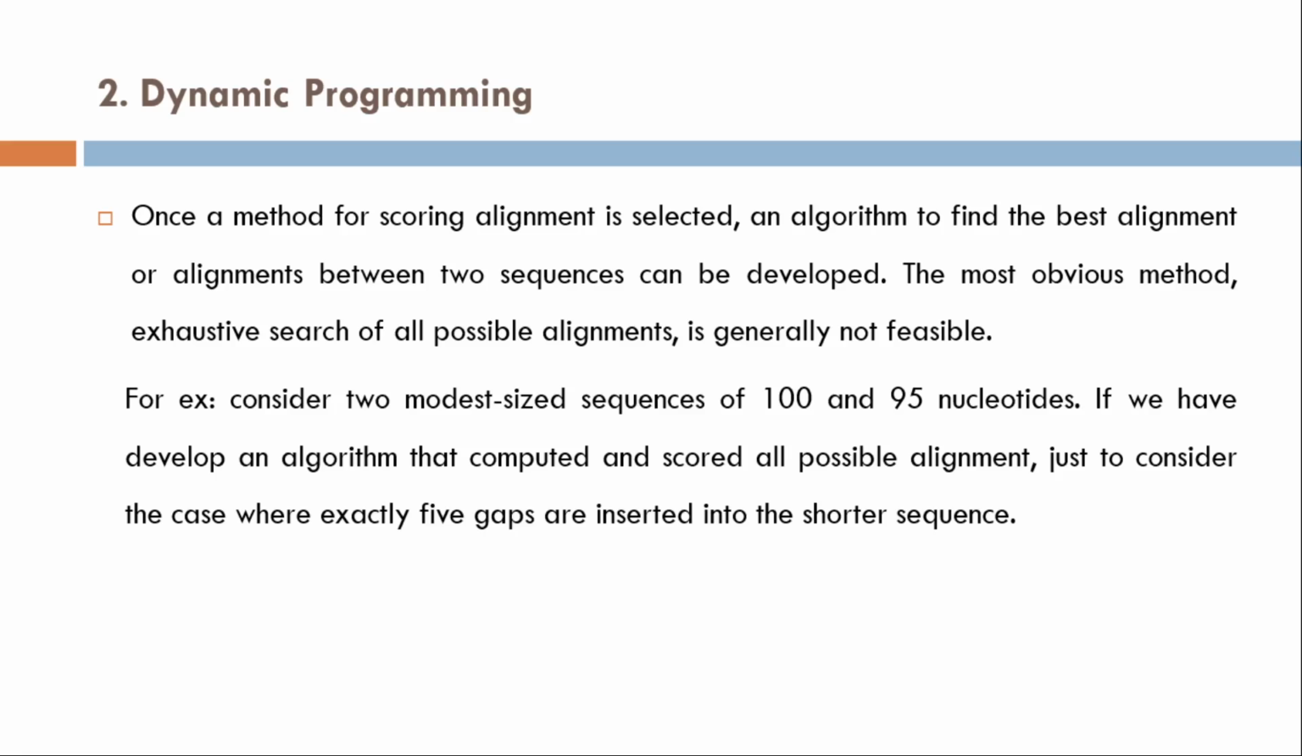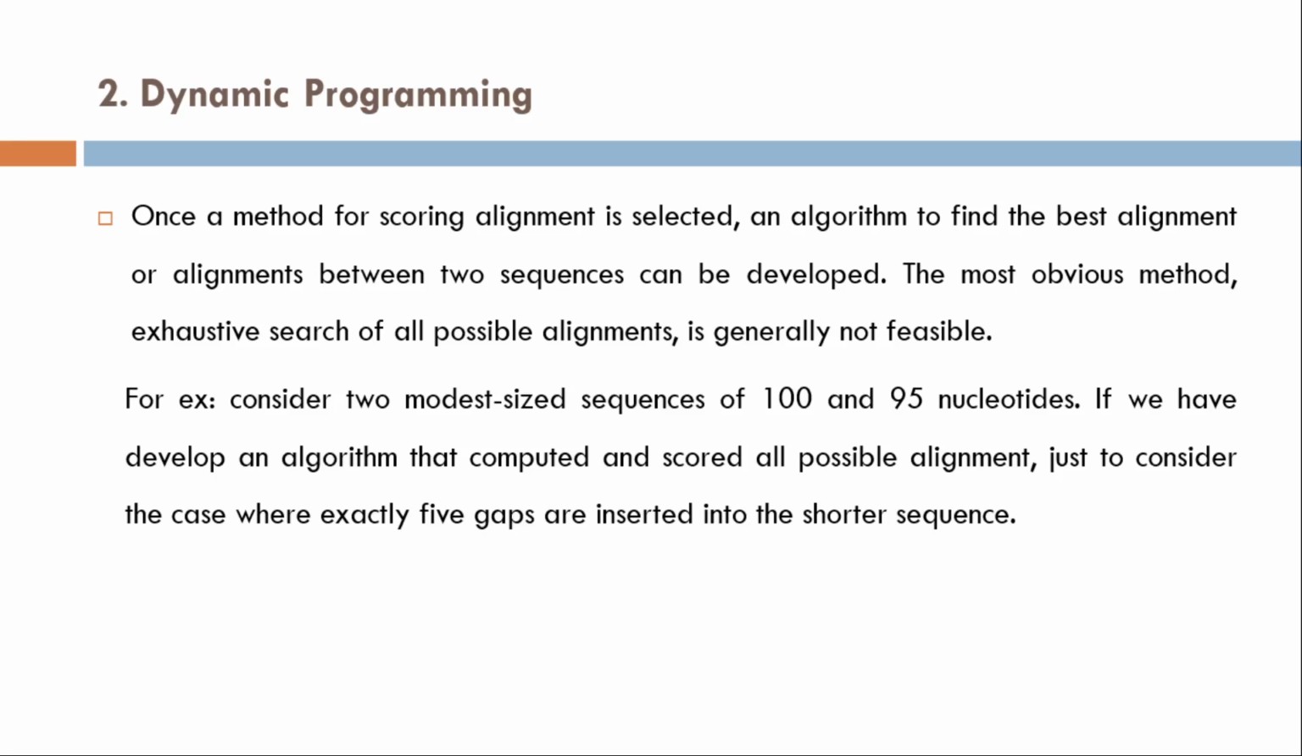So once a method for scoring alignment is selected, scoring alignment means I will tell you how much score you can give for a match, how much for a mismatch, how much for an indel, right? Why we are doing so, we'll discuss later on. So an algorithm to find the best alignment between two sequences can be developed. The most obvious method, an exhaustive search of all possible alignments, is generally not feasible.